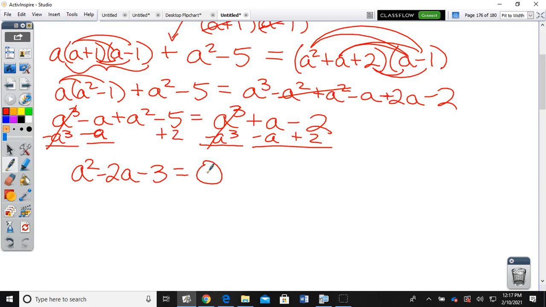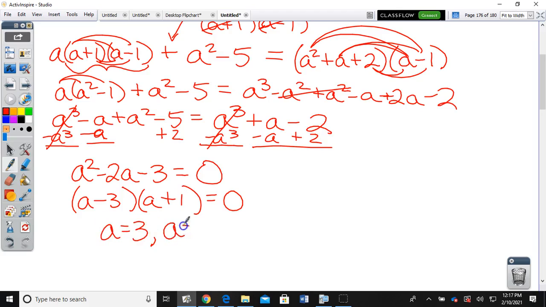equals 0. And at this point, you can factor, quadratic formula, complete the square, however you want to do it from the last chapter, okay? Can I factor it? Factoring is usually the easiest if you're able to factor, okay? So what two numbers multiply to be -3? Negative 3 and 1. And add up to -2? Negative 3 and 1. So a equals 3, and a equals -1, okay?